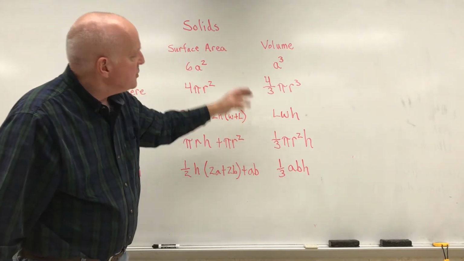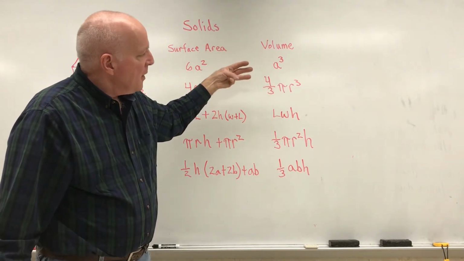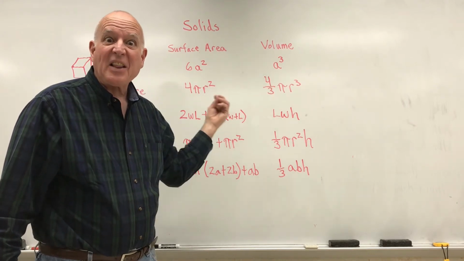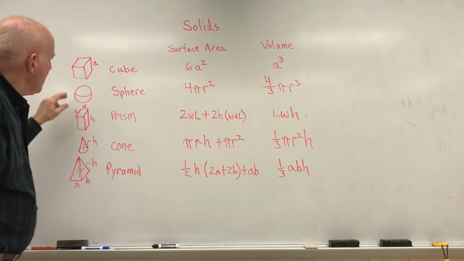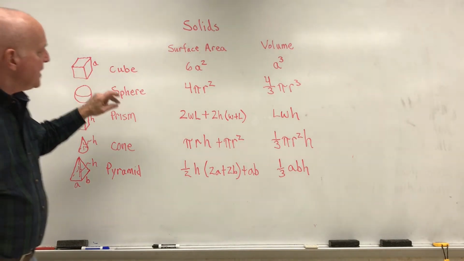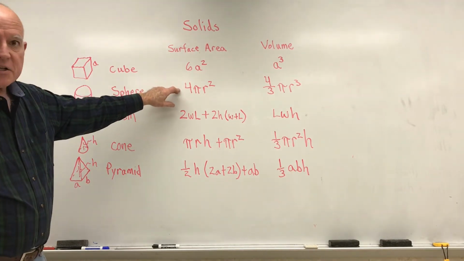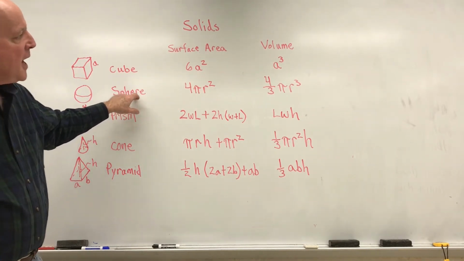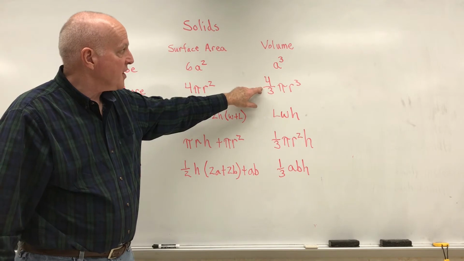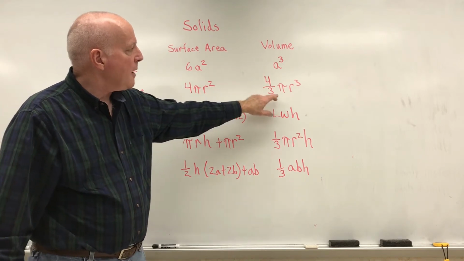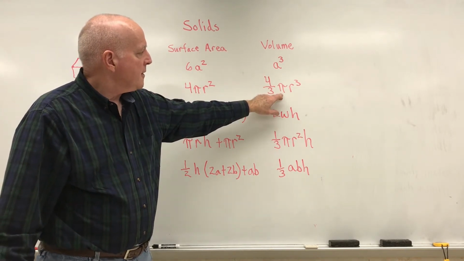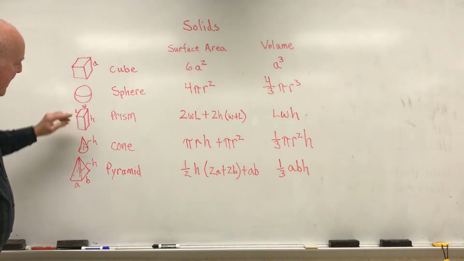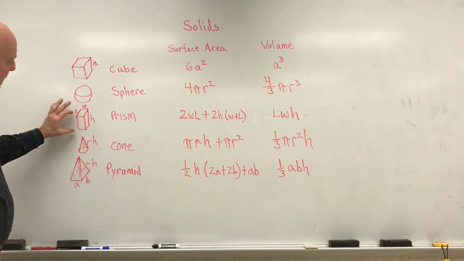Whenever we look at volumes, we have to end up with some length times some length times some length, length cubed. For a sphere, the surface area of a sphere is 4 pi r squared, all right? And the volume of a sphere is 4/3 pi r cubed, right?